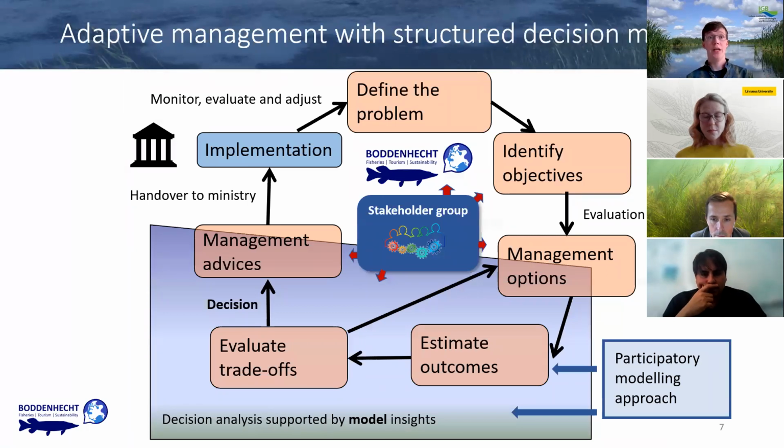And that's our approach here. So we have an adaptive management approach with structured decision-making. And as you can see, we have a stakeholder group here in the center as they define the problem, identify objectives, and suggest management options. And then we provide estimates on outcomes of such management options based on a modeling approach. And also here they are included in building the model. So by that, they can evaluate the trade-offs and then they make decisions about management advices that will be handed over to the ministry. The good thing is that the government really showed that they want to rely on the decisions of the group really, and that's a good motivation for the group.